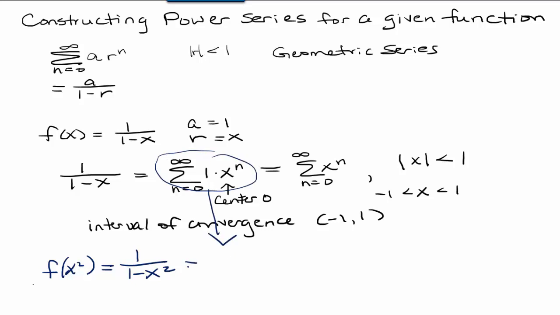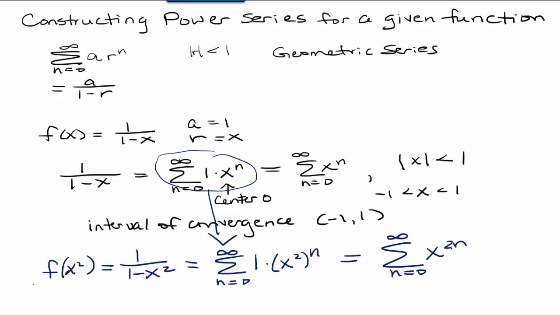And so this is going to be the sum n equals 0 to infinity of 1 times x squared to the n. So this is the series n equals 0 to infinity of x to the 2n. So we've just expanded the types of functions that we can find power series for.